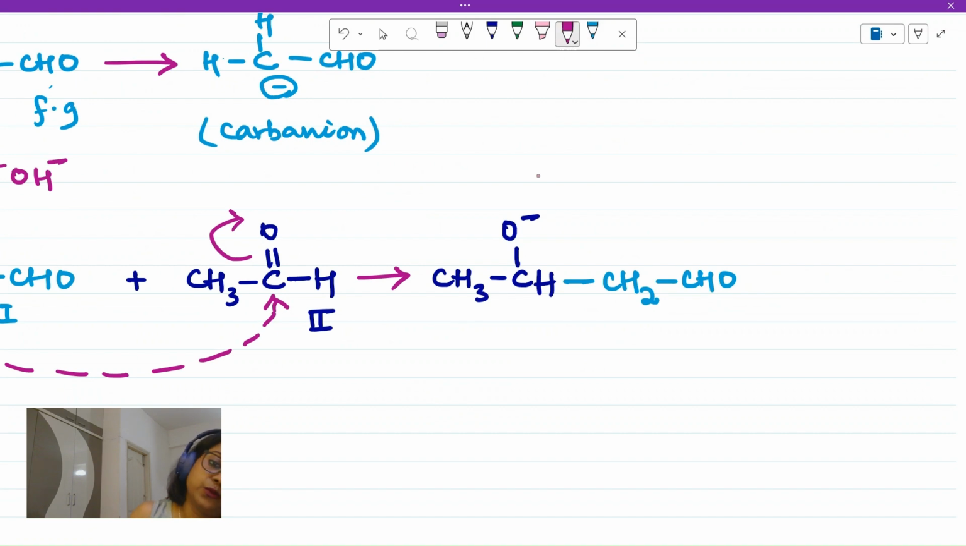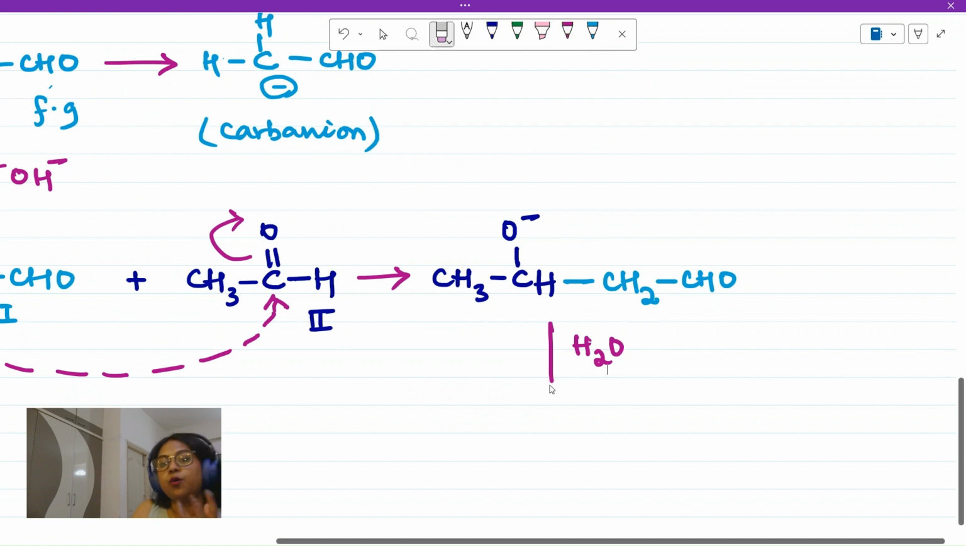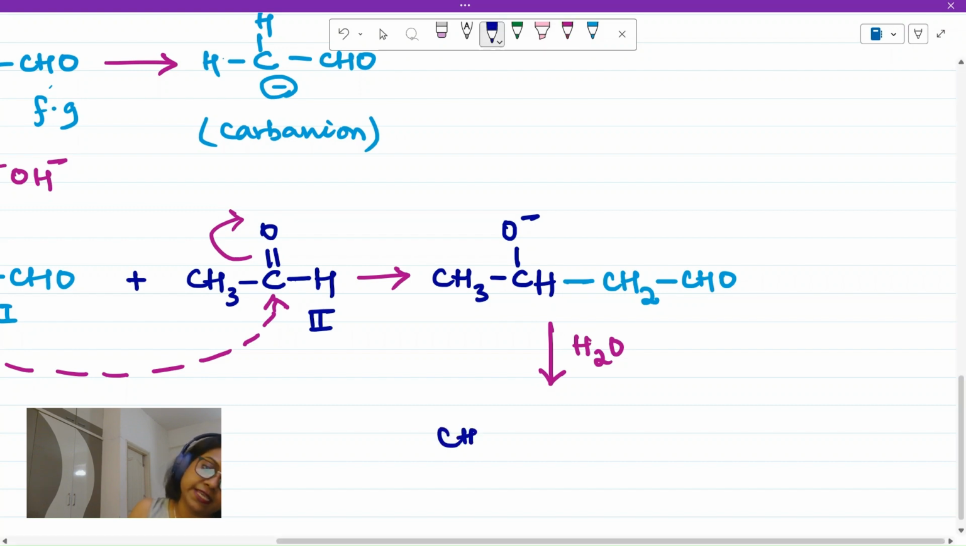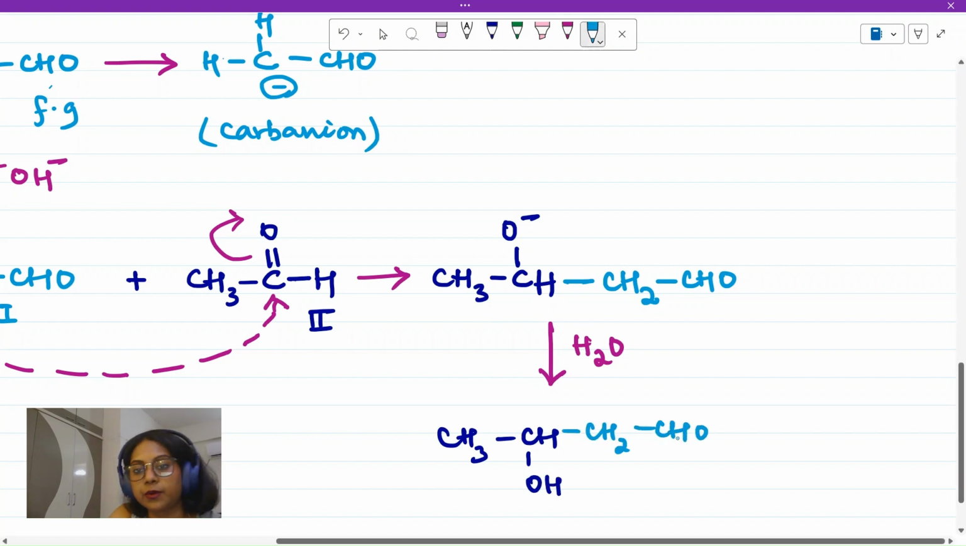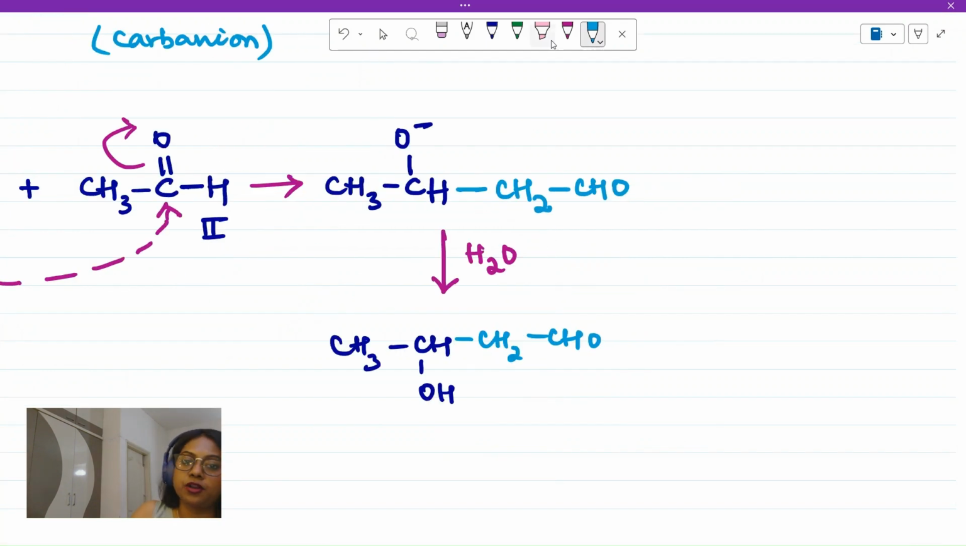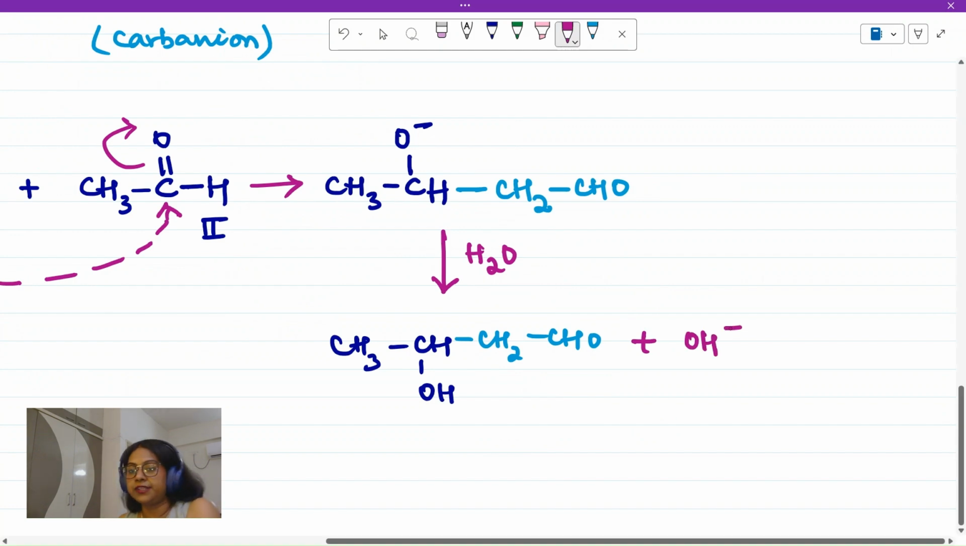So what we can do after this is that we can give H2O to this molecule so that O minus can take a hydrogen from water, and the new molecule as a result becomes CH3, CHOH, and then CH2, CHO. Get the point? Okay. Any question? Plus, what will be left as a byproduct from H2O? You've taken a hydrogen and formed OH, alcohol. What would be left? OH minus. The base that you started with, you get it back again at some point in the reaction. Get the point?